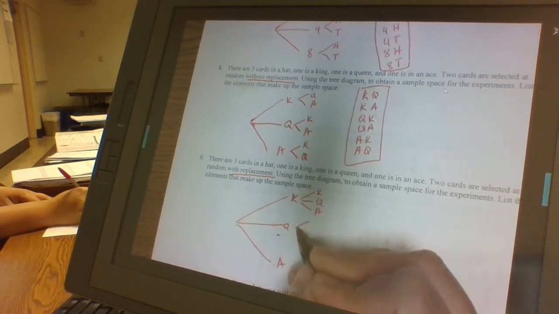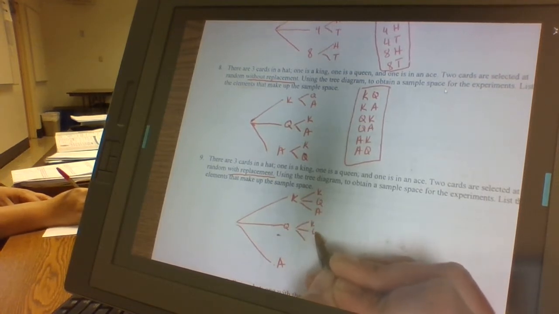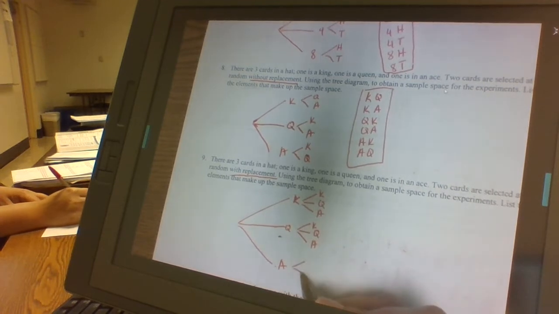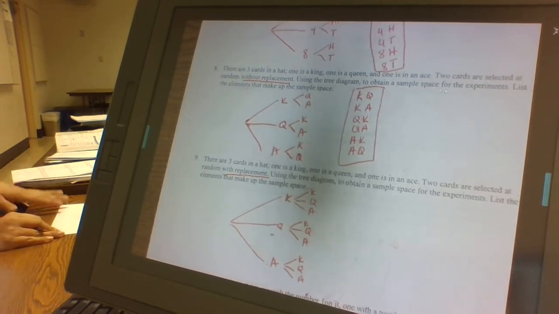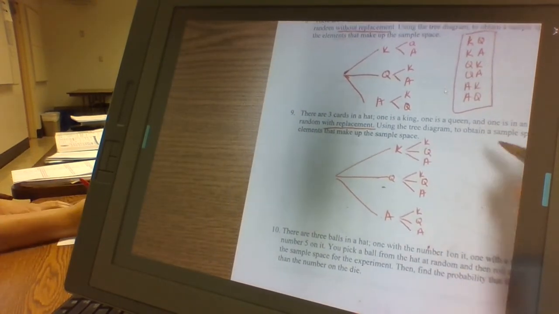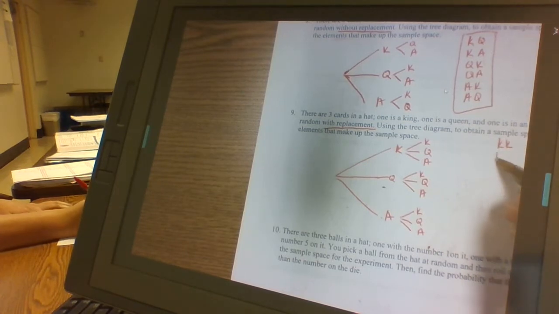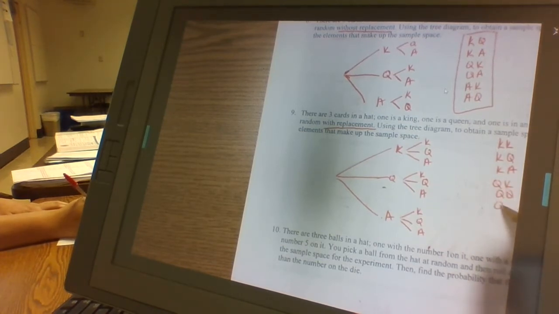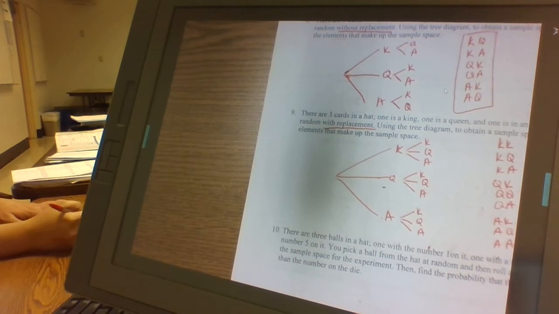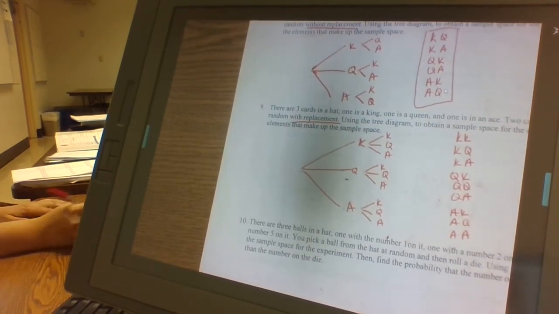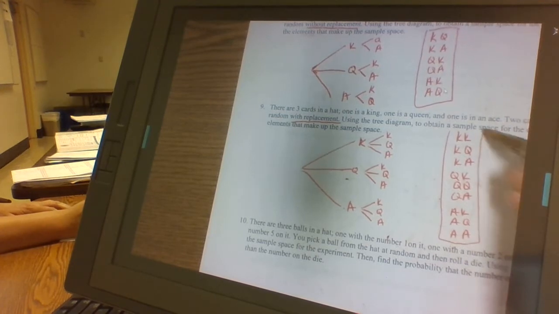And you're going to have to draw these little tree diagrams for the questions that you get. And the list. I need to see your work. So if anything, it's just time consuming. So this becomes KK, KQ, KA, QK, QQ, QA, AK, AQ, and AA. Now I have how many? 9. 3 and 3. Any questions? No.